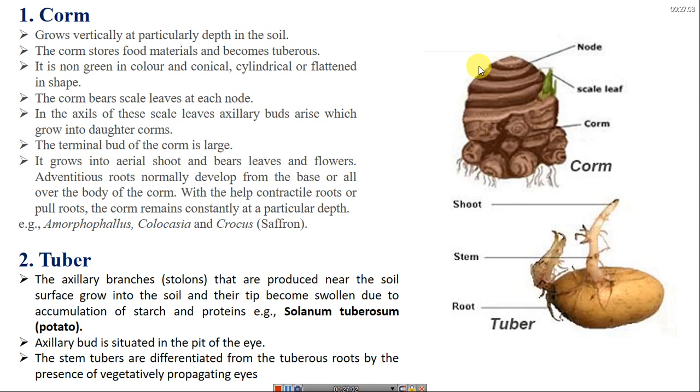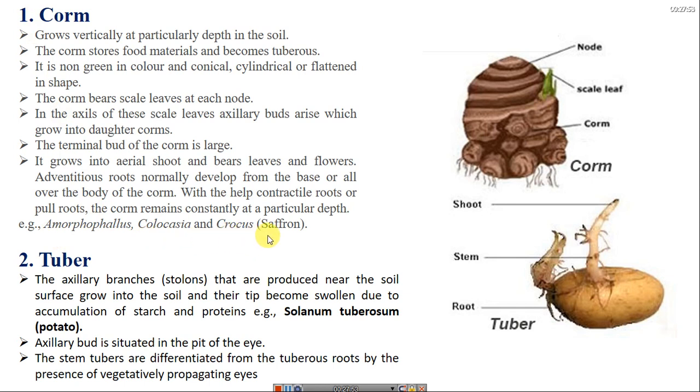So not only is the underground stem there, but out of this corm the aerial shoot will also arise that will bear the leaves and fruits. Now, adventitious roots arise from structures other than the radicle, so this stem gives rise to adventitious roots, and they may develop only at the base or all over the body of the corm. With the help of contractile roots, a specific type of roots also known as pull roots, this corm remains at a constant height, or at a particular depth in the soil. Examples of plants that have these underground corms are Amorphophallus, Colocasia, Crocus.